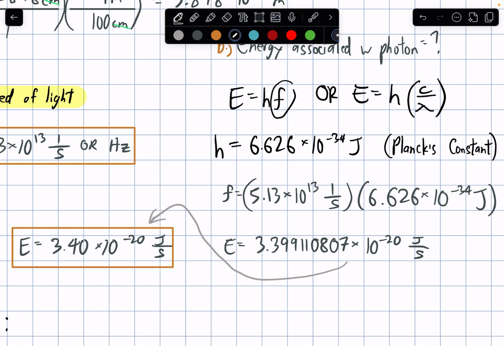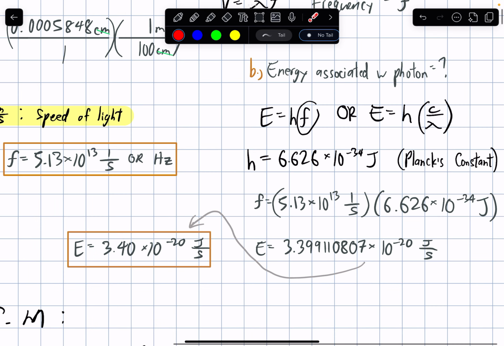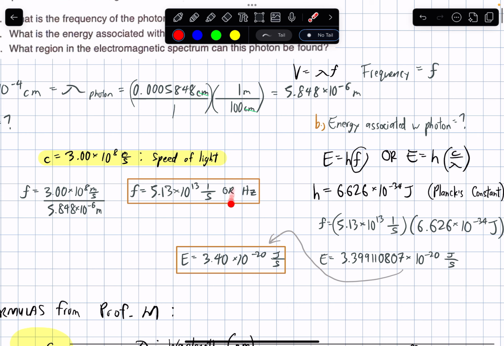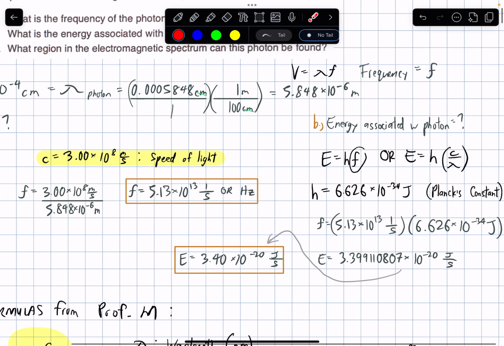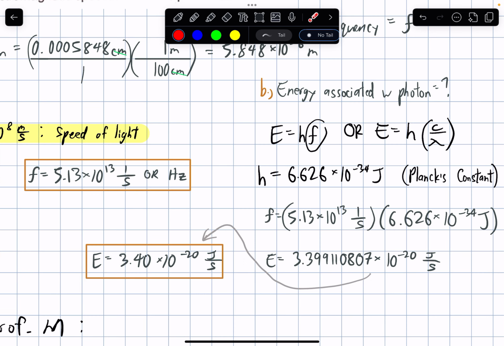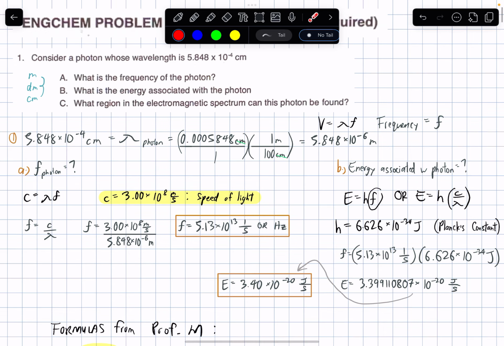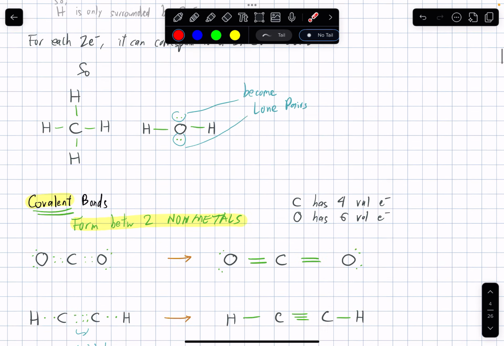So the Planck's constant is always going to be 6.626 times 10 raised to negative 34 joules. And our frequency, well, we already computed for the frequency, which is the answer in letter A. So frequency, which is 5.13 times 10 raised to 13 hertz, you multiply that with the Planck's constant, you get the answer. You get the energy value. So, in answering letter C, what region in the electromagnetic spectrum can this photon be found? Not sure why the answer is separated.